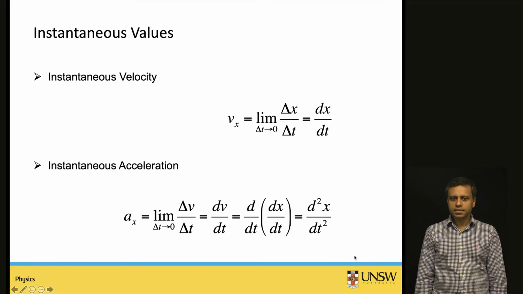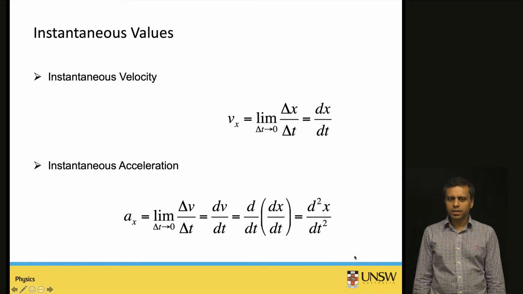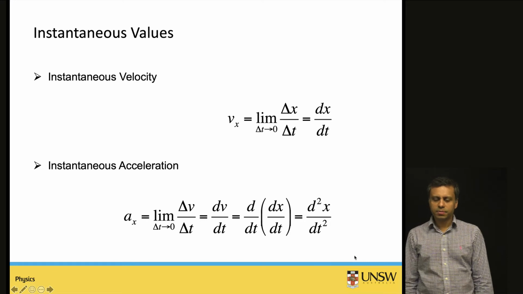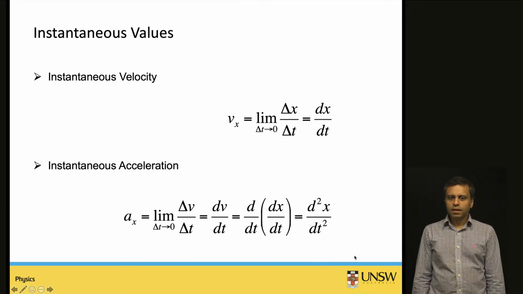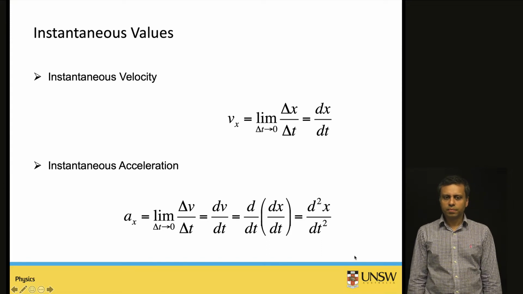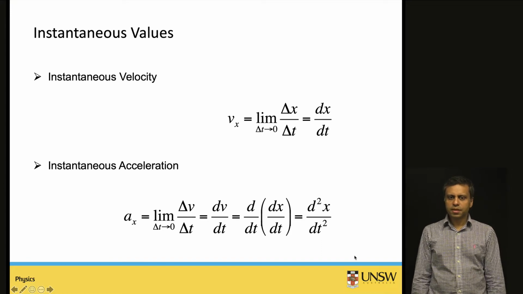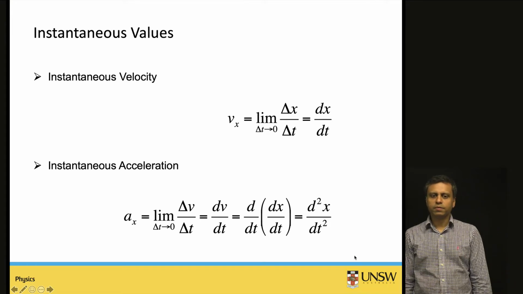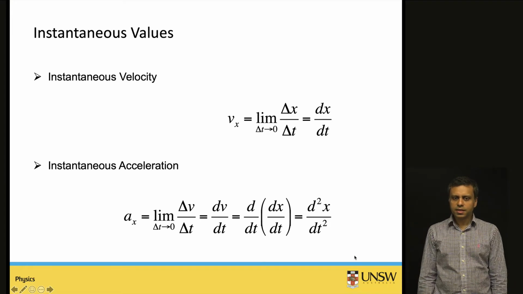And the instantaneous acceleration is also defined in a similar limit. The average acceleration is defined as delta v over delta t, change in velocity over some time interval delta t. And if we take the limit as delta t goes to 0, we see that this approaches the derivative dv over dt, which is the time derivative of the velocity. So instantaneous acceleration is just given by the time derivative of the velocity.